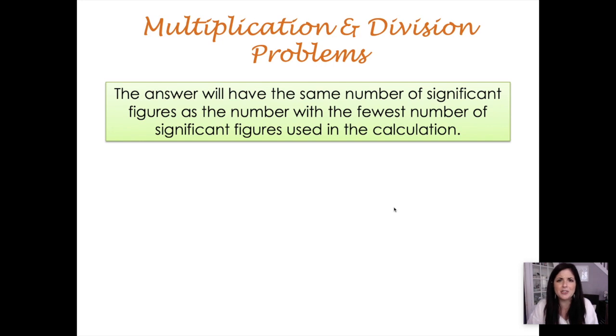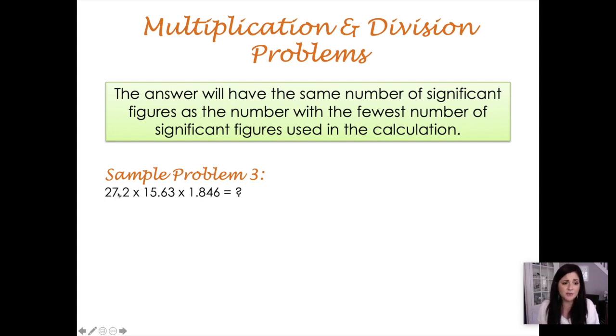I always think it's a little bit easier to actually do a problem than it is to talk about how to do a problem, because that's a very, very wordy explanation. So if I have this, let's say I'm trying to find the volume of a cube. 27.2 times 15.63 times 1.846. Each of those numbers has a different number of significant figures. So this first one has 3 significant figures based on the rule. And these guys have 4 significant figures based on rule number 1.